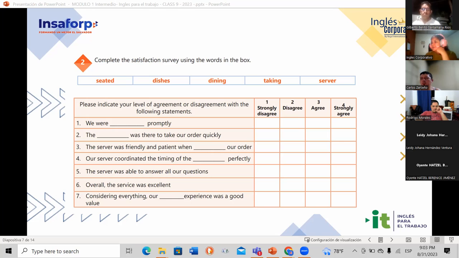Okay, I have four teams. One will be for three. Okay, let me see what happens to team number one. Okay, let me open the rooms.